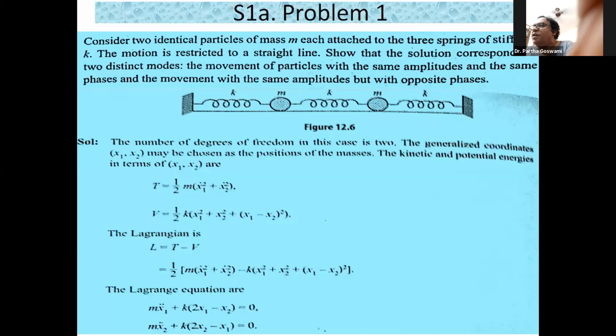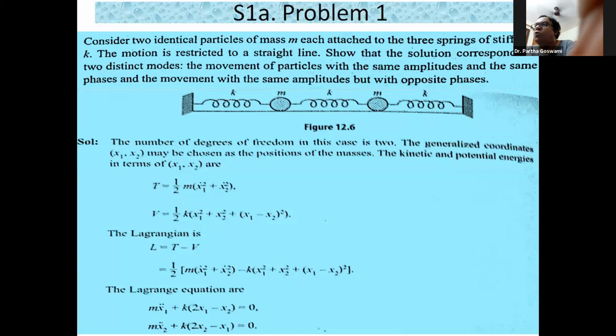As I said, our generalized coordinates are two, x1 and x2. We have already talked about the Euler-Lagrange equation in our previous discourse. So using the Euler-Lagrange equation, one gets the two equations which I have shown at the bottom: m x1 double dot plus k times (2x1 minus x2), and m x2 double dot plus k times (2x2 minus x1), equals 0.